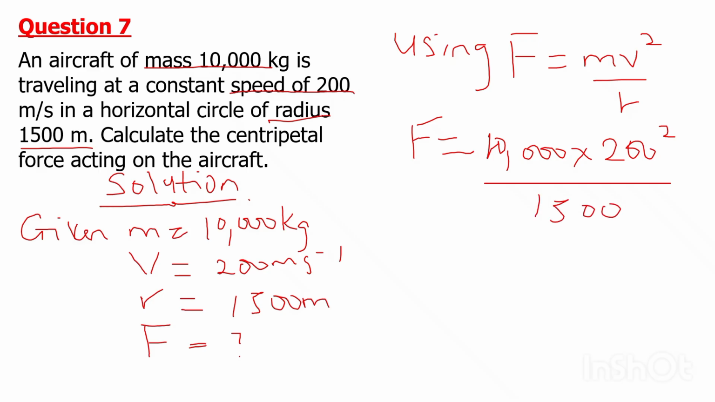So we can go on. This will cancel this, so that 100 times 200 times another 200, divided by 15. Your answer will be 2.67 times 10 raised to power 5 newtons. Remember to put the unit.